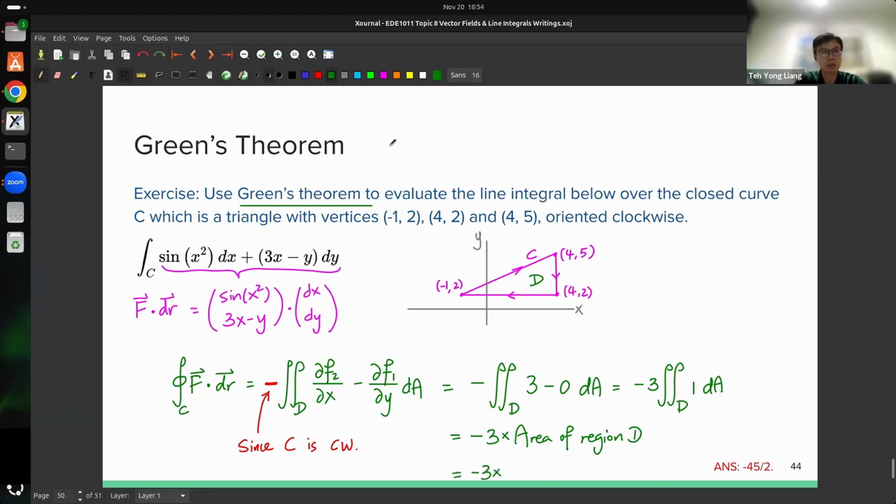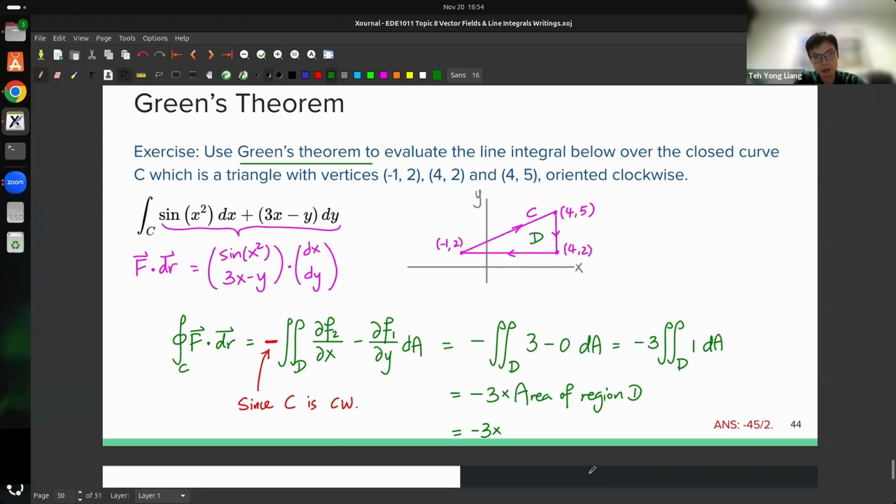So it's a triangle, so half base times height. That means we are getting half. What's the base? The base is 4 minus minus 1, so 4 plus 1. Okay, half base times height.